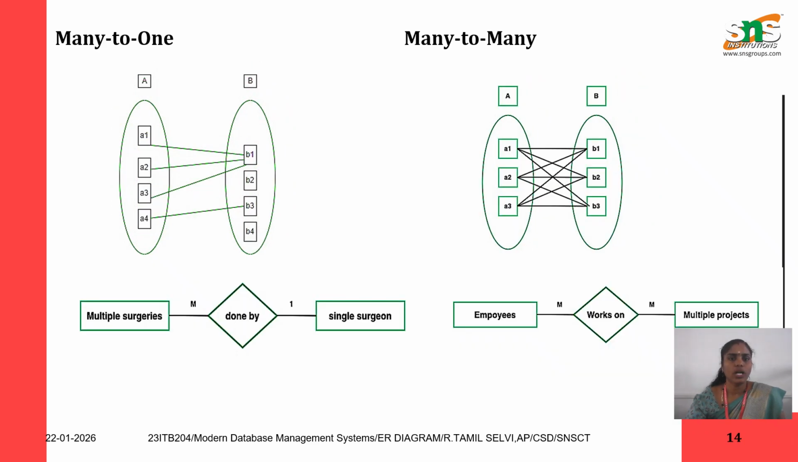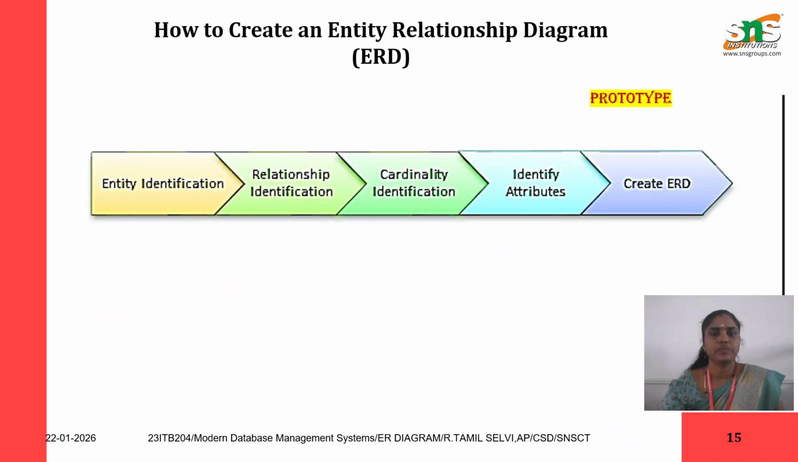Next one, many to one. Consider this example. In a particular hospital, multiple surgeries are done by a single surgeon. Such a type of relationship is known as a many to one relationship. Then many to many. In a particular company, multiple persons, that is multiple employees, work on multiple projects. They serve a many to many relationship.